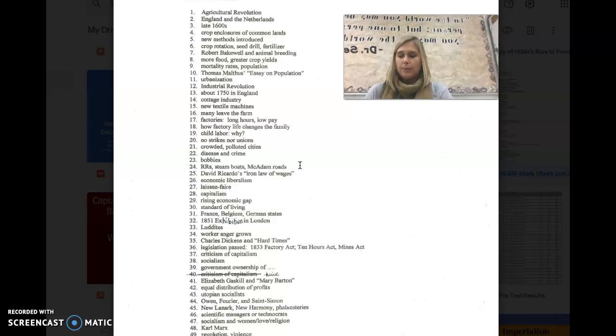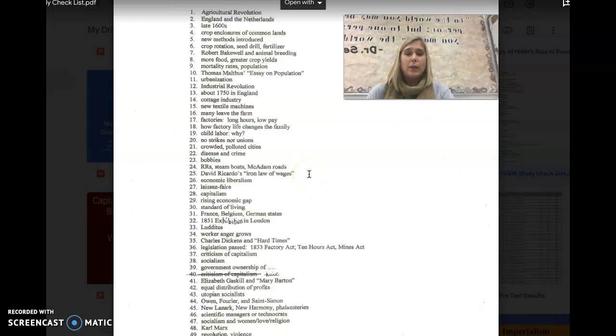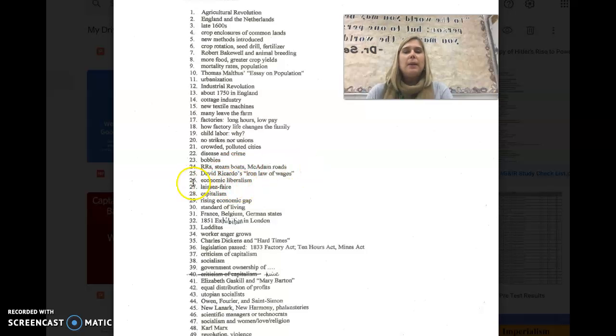David Ricardo, if you remember, he is someone who was against government getting involved to help people who are the working poor. For example, his Iron Law of Wages, you can go back and look that up about he wants people paid the bare minimum, just enough to survive. He would be a believer of 26, economic liberalism.